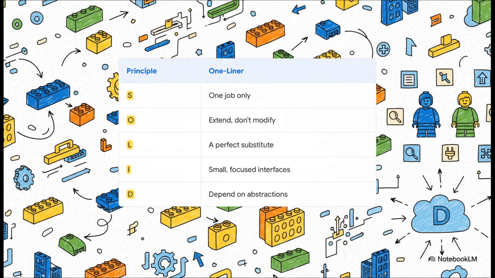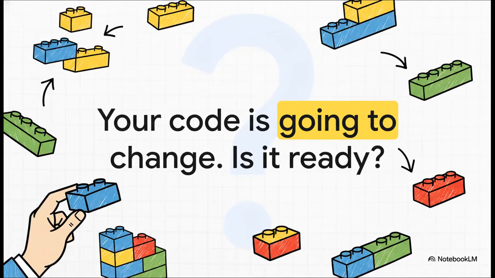S, I, D, and I, they help us create small, independent building blocks. And O, L, and D, they help us connect those blocks with flexible, abstract sockets instead of hardwiring them all together. Ultimately, SOLID is a strategy. It's a strategy for dealing with the one absolute, undeniable constant in software development: change.